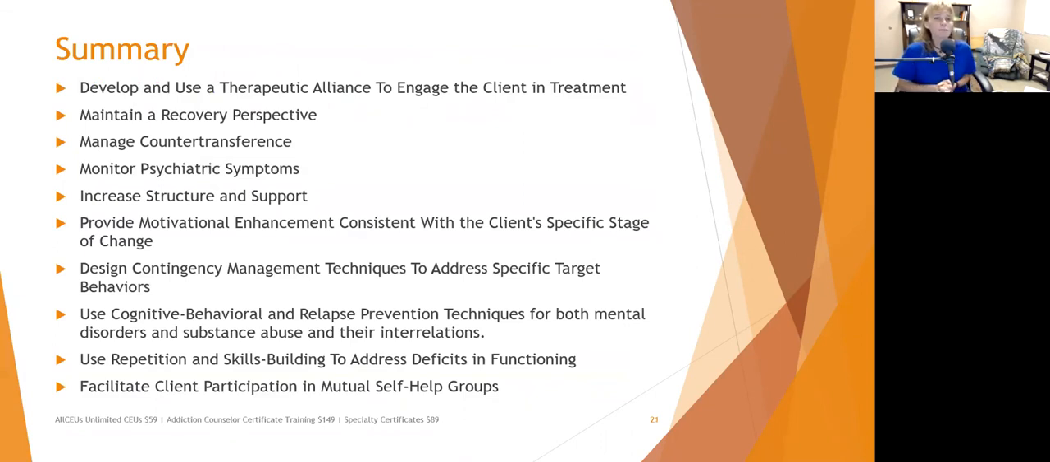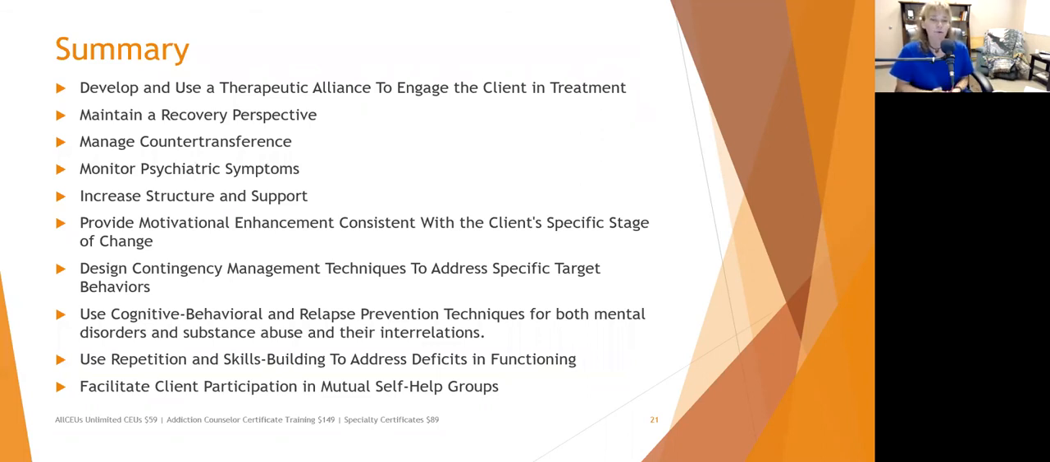So in summary, to work with people with co-occurring disorders, we need to develop a therapeutic alliance and engage them. It's important that we maintain a recovery perspective and address countertransference. We need to monitor their psychiatric symptoms and increase the level of structure and support that they have. Provide motivational enhancement that is consistent with their specific stage of change. We can design contingency management techniques in order to enhance certain behaviors. We can use cognitive behavioral and relapse prevention techniques for both mental health disorders and substance abuse and the way they interrelate. And we can use repetition and skills building to help people who have deficits in functioning, especially cognitive functioning, learn the skills that they need.